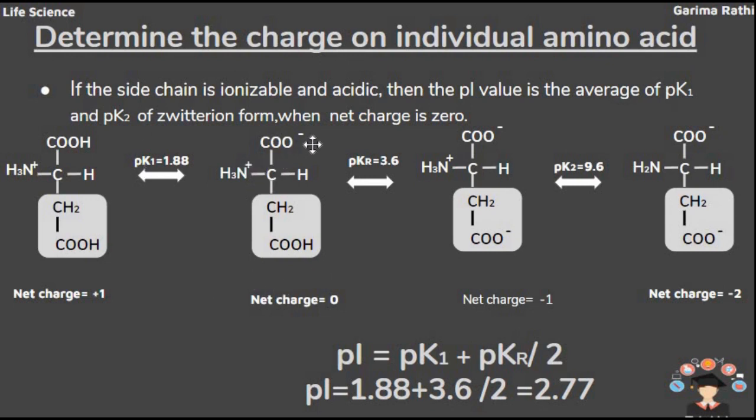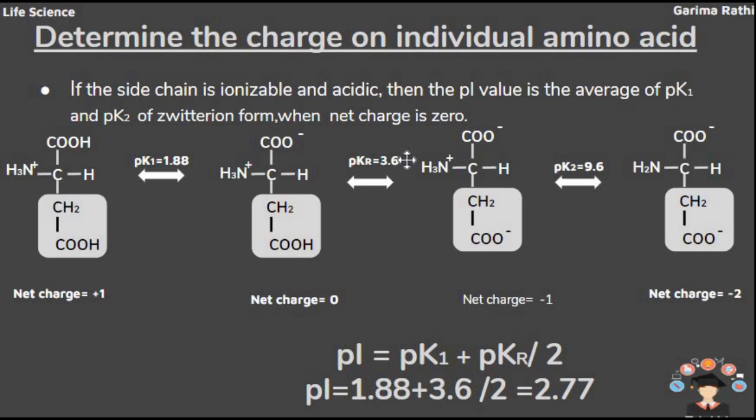In the second structure, what will be the net charge? The +1 charge on the amino group and -1 charge on the carboxylic group. At a very low pH value, there is the fully protonated form. Okay, so what will be the net charge in the second structure? That is equal to 0. That is the zwitterionic form.